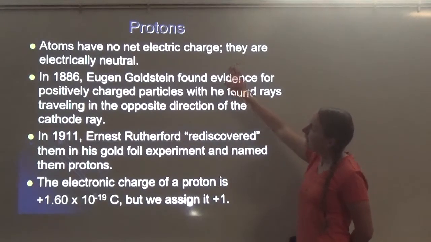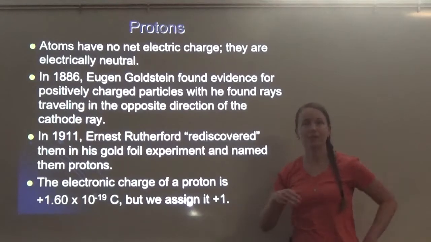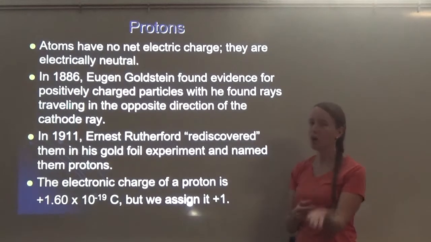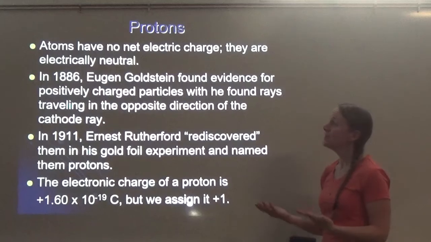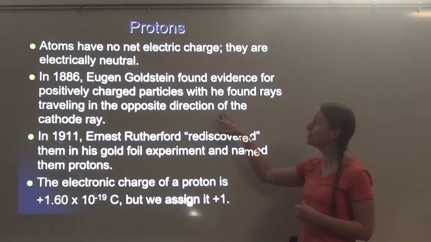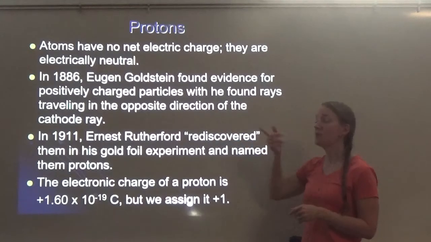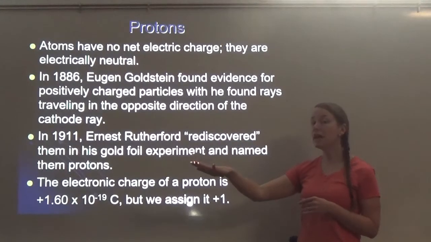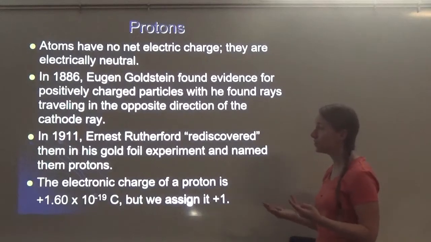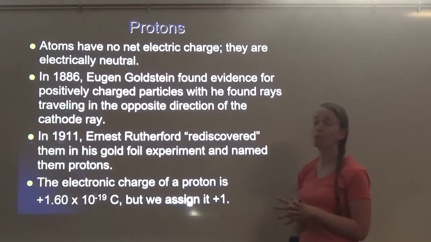Alright, so protons. Atoms have no net electric charge. They are electrically neutral. So if there are negative particles, then there must also be positive particles. So in 1886, Eugene Goldstein found evidence for positively charged particles when he found rays traveling in the opposite direction of the cathode ray. Okay, so if we know the cathode ray is negative and something's traveling in the opposite direction of a negative particle, then it must have a positive charge. However, in 1911, Ernest Rutherford rediscovered them in his gold foil experiment and named them protons.